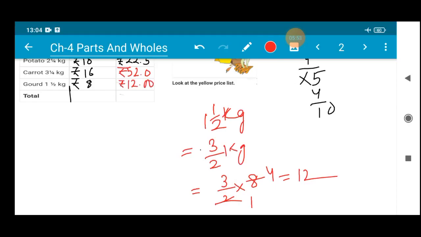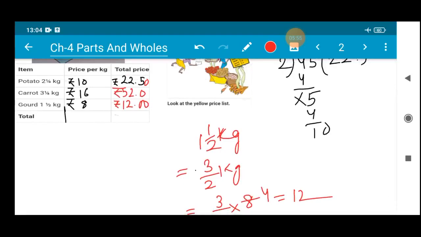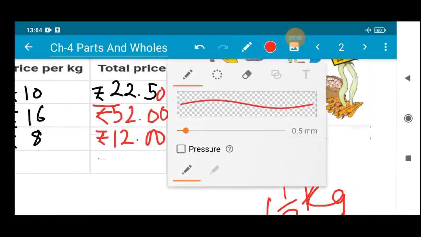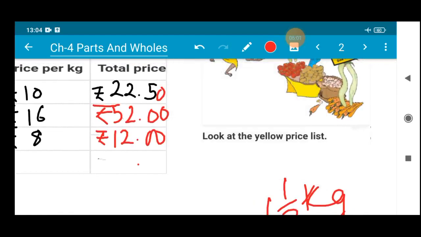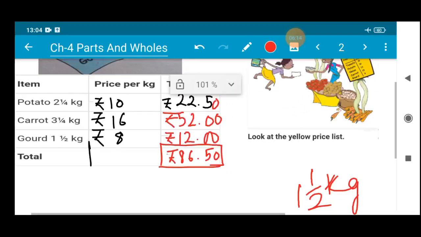Now what total amount she has to pay? Let us find out. So if I add this one by one, I'll be getting point here 50. 2 plus 2 is 4, 4 plus 2 is 6, 2 plus 5 is 7, 7 plus 1 is 8. So altogether rupees 86.50 she has to pay.